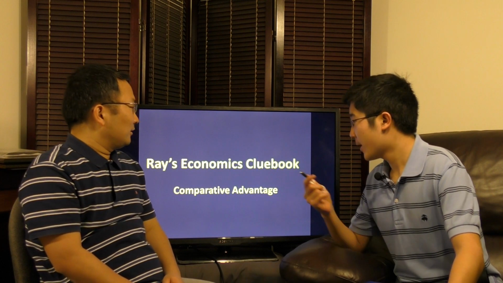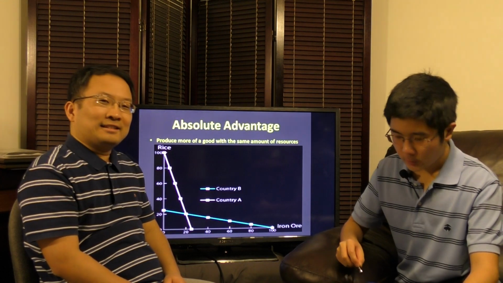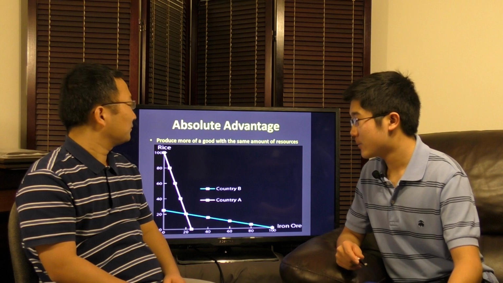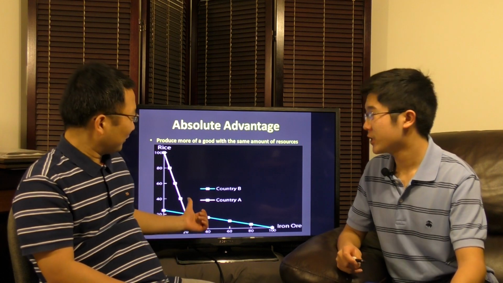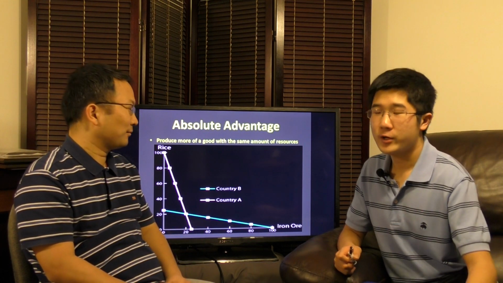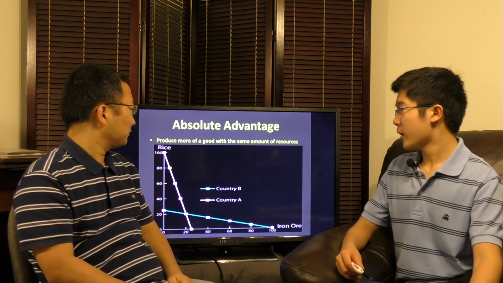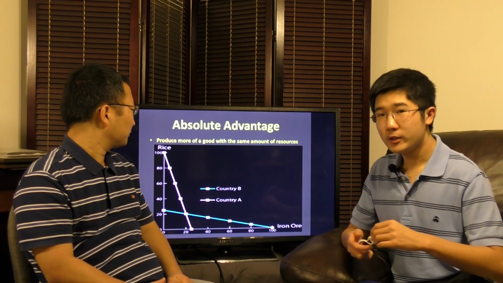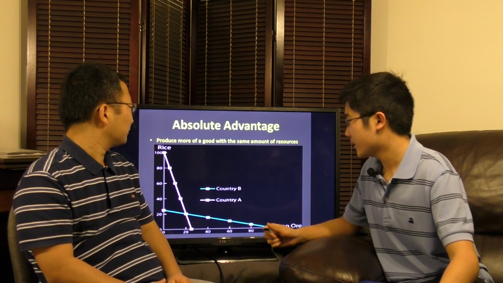Today we'll be talking about comparative advantage. Last video we talked about the production possibilities curve, or production possibilities frontier, which basically shows how much you as an economy can produce. We showed it as nonlinear, but for simplicity's sake, in this video we'll show it as linear.